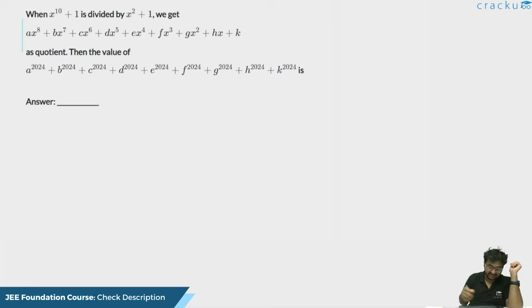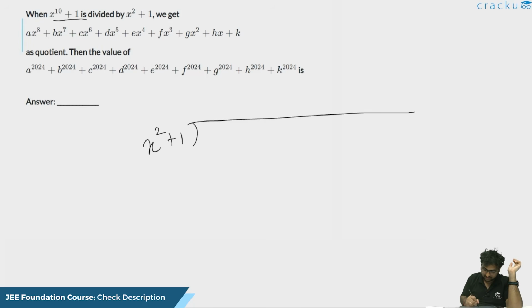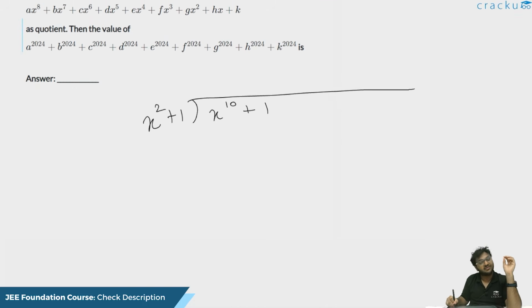So the question says that when x to the power 10 plus 1 is divided by this, we get this expression as the quotient. So let us go with long division only. So what does this say? x square plus 1, x to the power 10 plus 1. So we are finding the quotient.